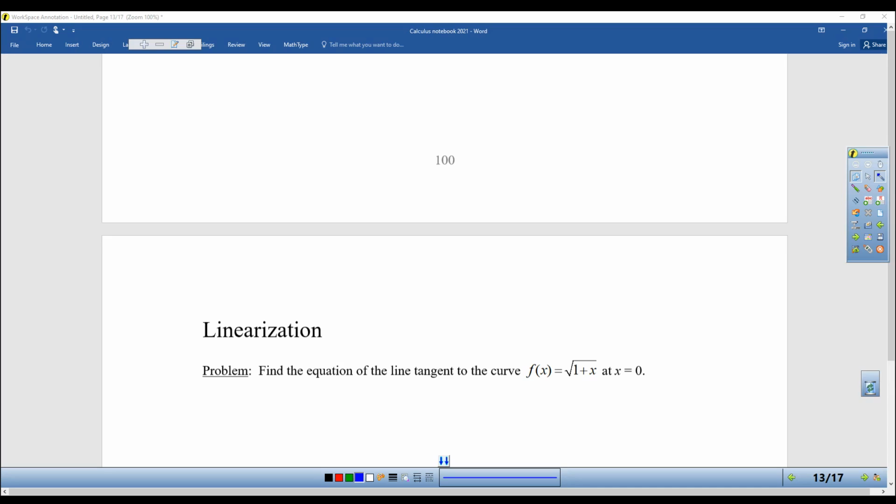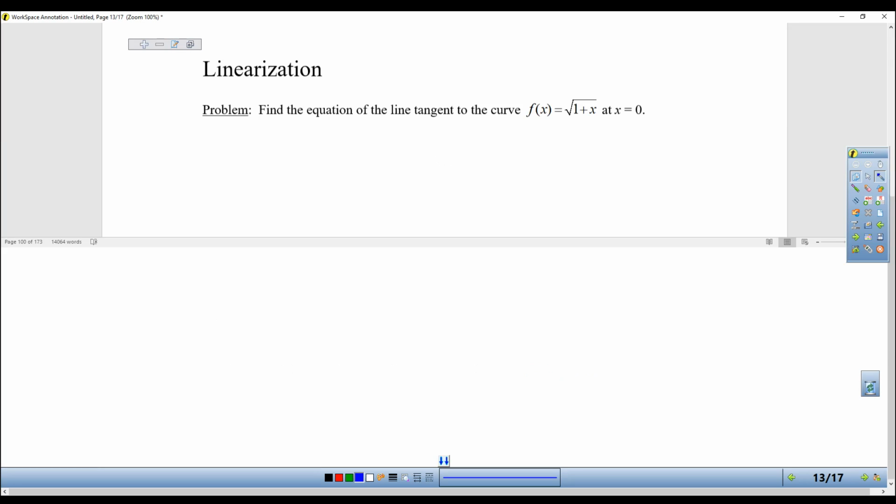We are going to study something called linearization today. The good news is you actually already know how to do this. So go ahead and do this problem on your own. Pause the video, you can do it, and then come back and jump to the answer or watch it done if you don't get it right.